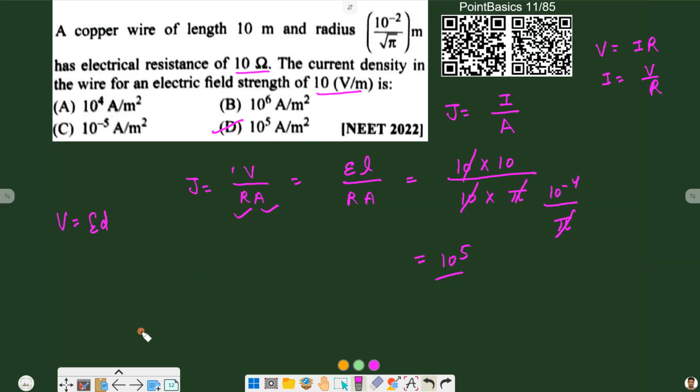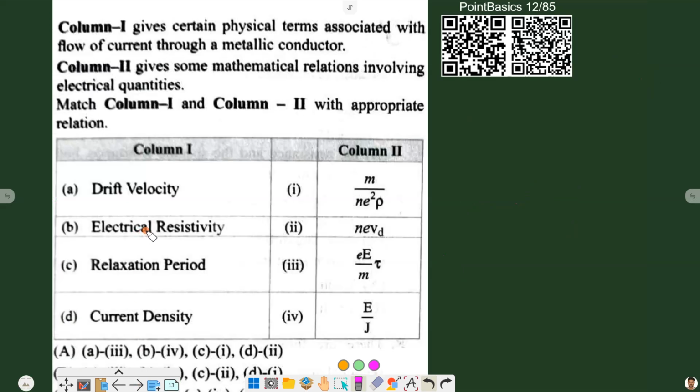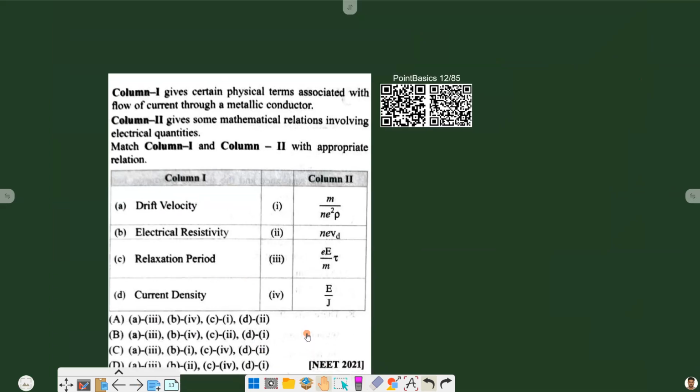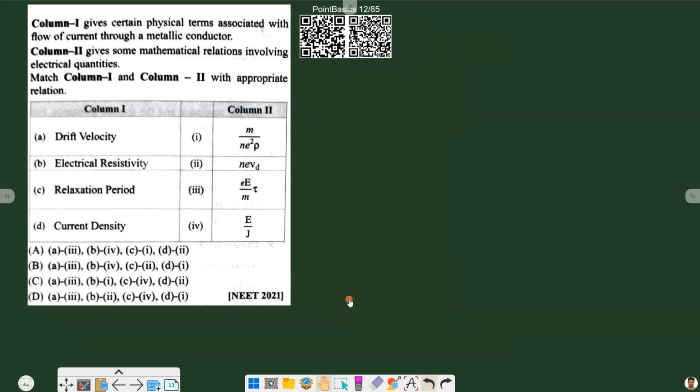Moving to the next one, and I think we have to zoom out slightly. So here we have to match, I think, yes. Here we just wrote this formula, n e A v_d. We wrote in the previous question that I is equal to n e A v_d, and from this I by A, current per unit area, is n e v_d. This is current density.